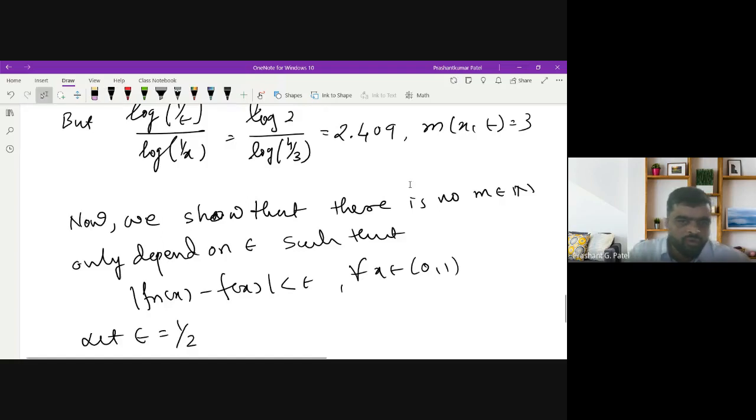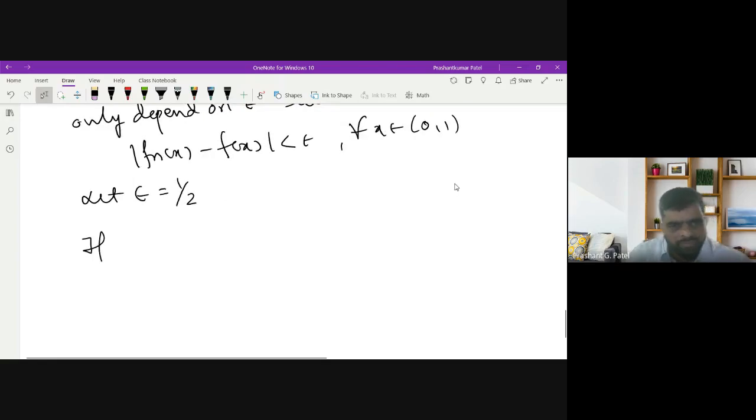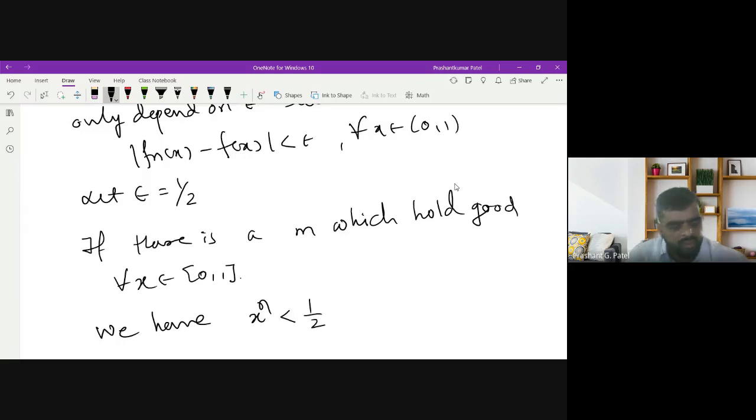So here we have to find out no such m. So let us take there is such m. If there is an m which holds good for every x belongs to the closed interval 0, 1, then we have |x^n - 0| < 1/2, because f(x) is 0 here, for every n greater than or equal to m, and for every x belongs to this.